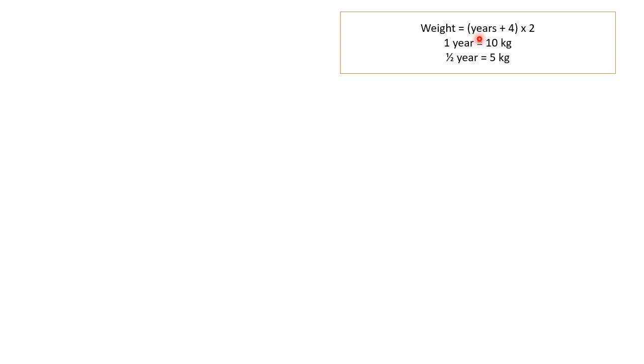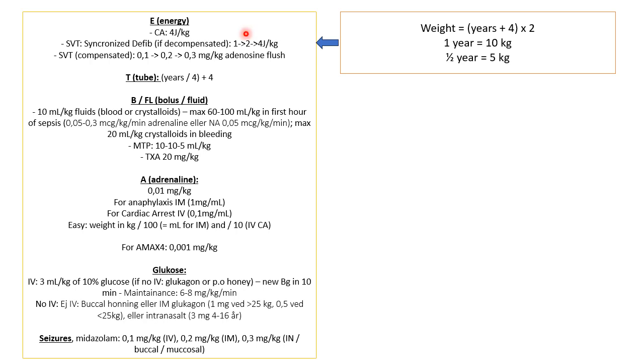If you have someone who is 7 years old, then the weight would be estimated to 7 plus 4, that's 11, and times 2, that's 22. All right. And from that, you're going to be able to calculate a whole lot. So this is where you have the WET bag. The W in the WET bag is the weight, right?